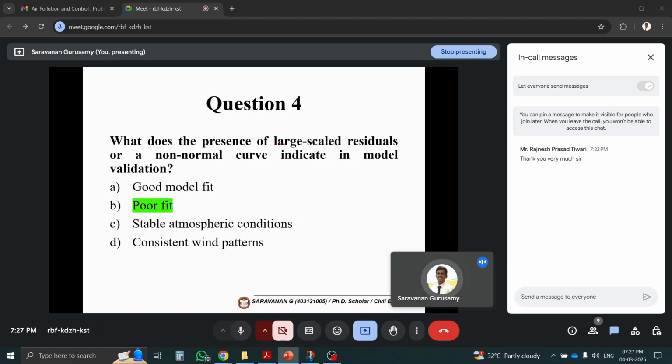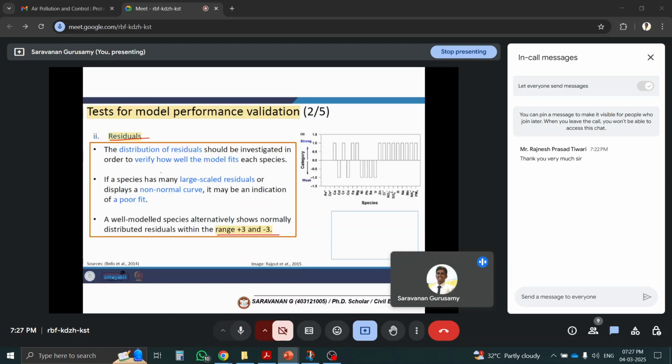They are saying large-scale residuals. If a species has many large-scale residuals, they are displayed as a non-normal curve. If it's a normal curve, more values should be in the middle and fewer values at the ends, so the curve will be like this. That's a normal distribution curve. If it is non-normal, somewhere it is higher, somewhere lower, again higher, and the largest residuals are there. Residuals are the difference. Then it is a poor fit.